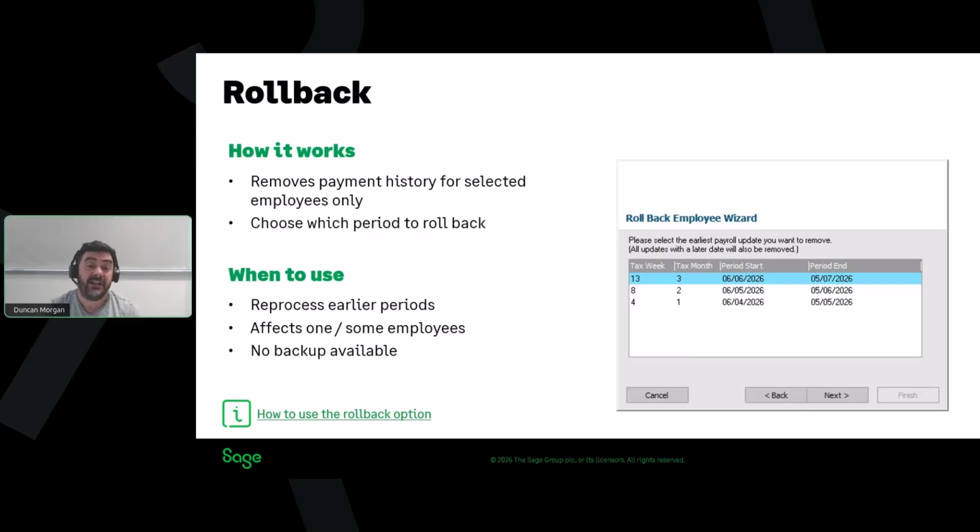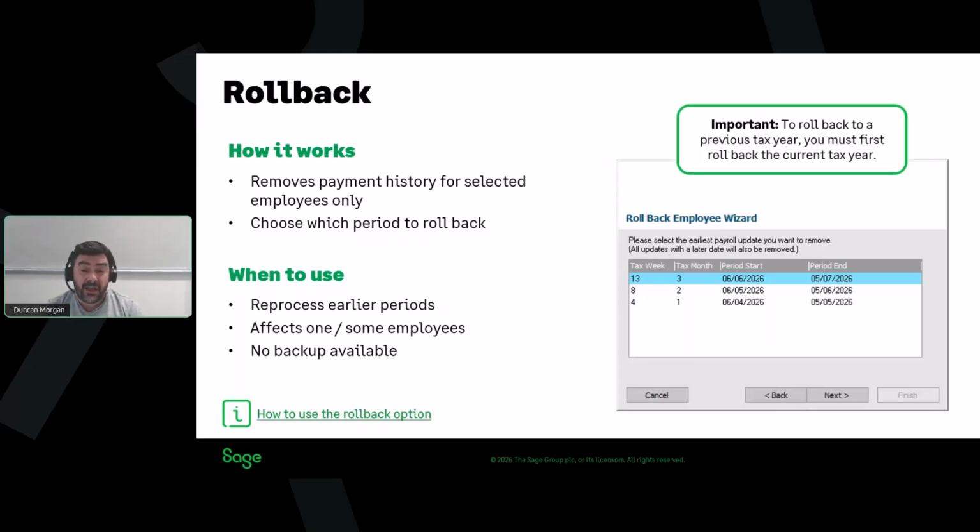You choose which period in the history you want to go back to, and then you would be able to reprocess from that point. So this is good to use if you're reprocessing earlier periods, if it only affects one or some employees, or if there's no backup available.